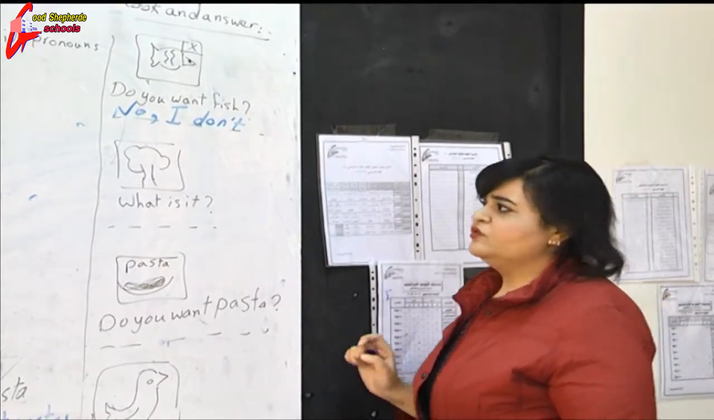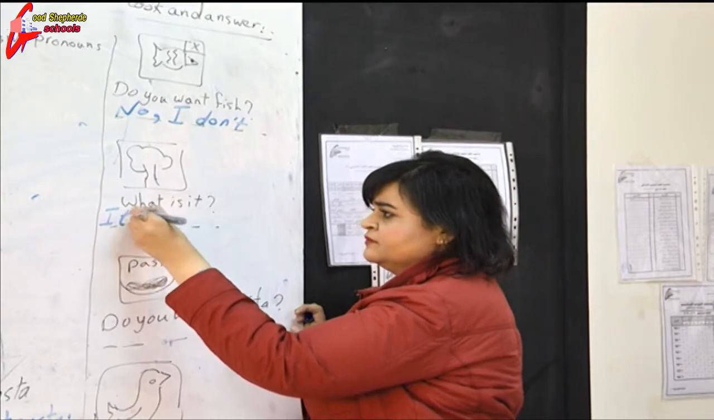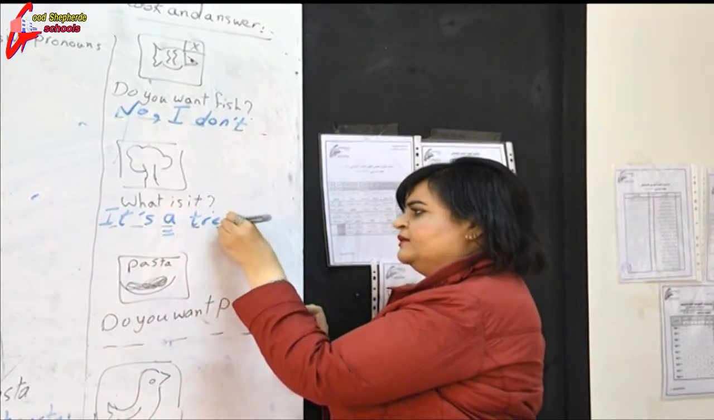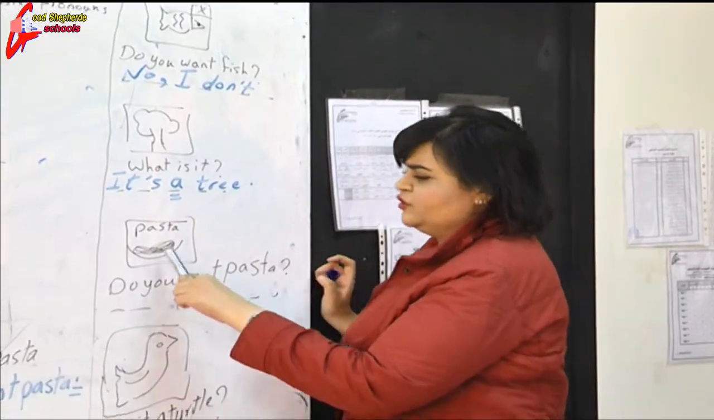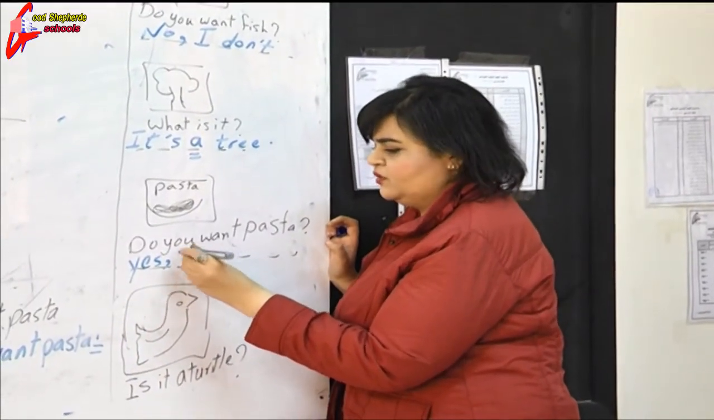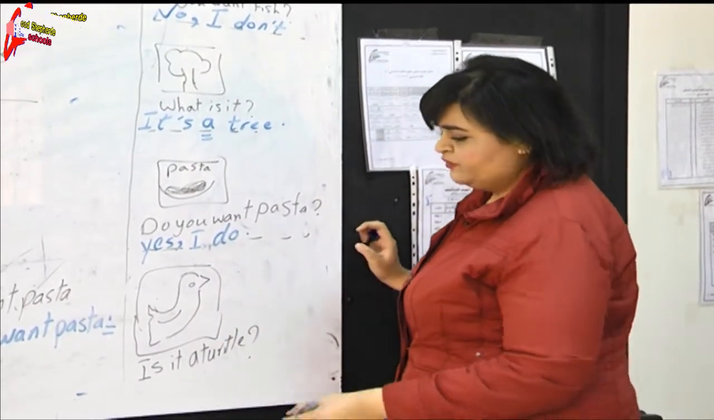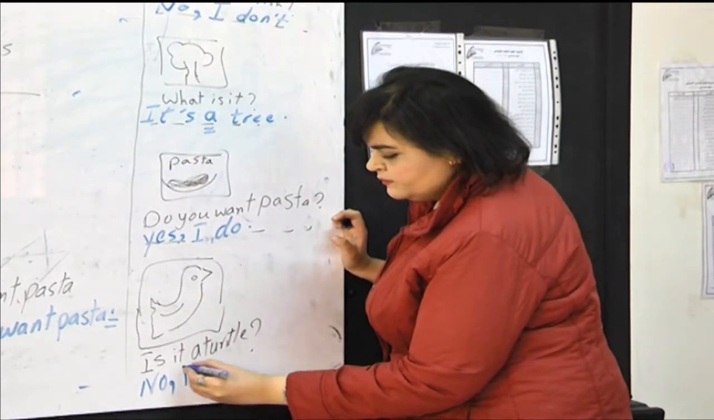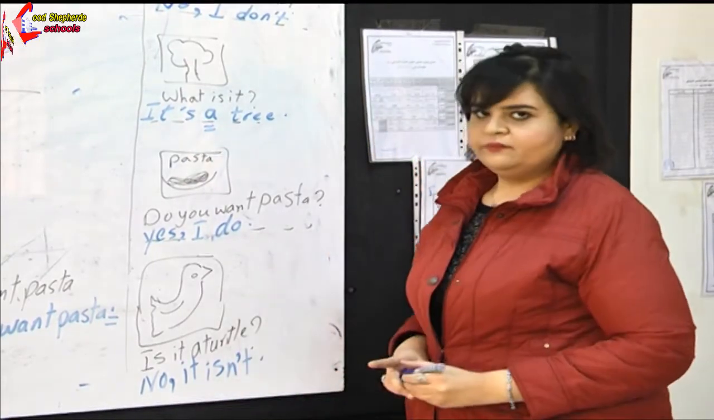What is it? Of course, if I have here a picture of a tree, I will say it's a tree, and don't forget a. At the end, we put a full stop. Do you want pasta? Of course, this is a picture of pasta, so I will say yes. And you in the question turns into I in the answer, and do. Is it a turtle? Of course, no, so I will say no, comma, it isn't, and full stop.